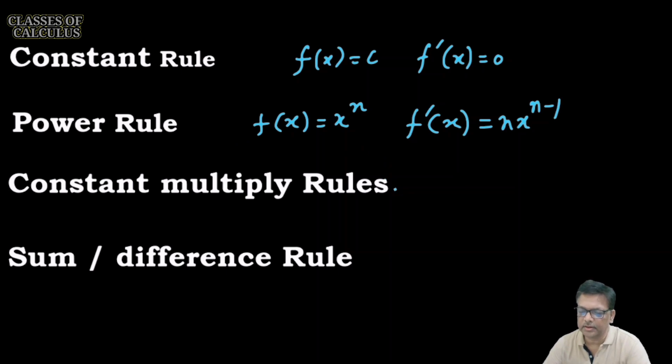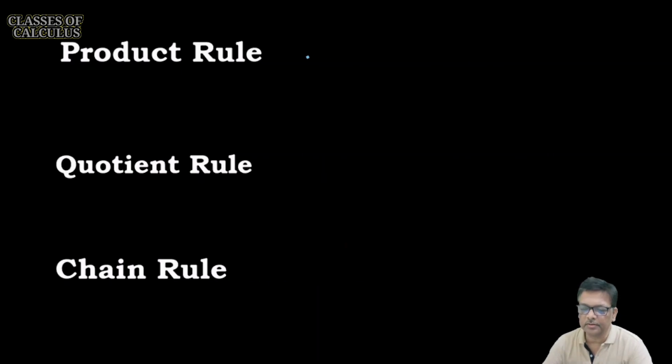Now next, the constant multiple rule. If you multiply a constant by a function, then just differentiate the function and then multiply by the constant. Next one is the sum and difference rule. To differentiate sums or differences of two or more functions, differentiate each term separately and you will get the derivative of the whole function.